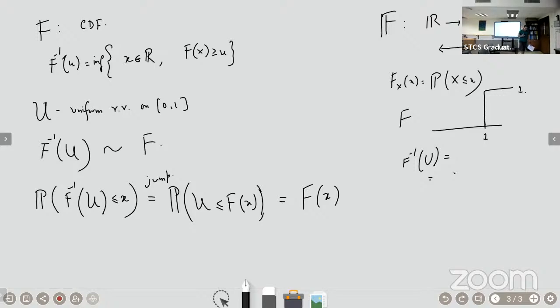Try doing this. It's also between 0 and 1. It's a map from [0,1] to [0,1]. That's the uniform. Okay, so we have this. Now what do I do?